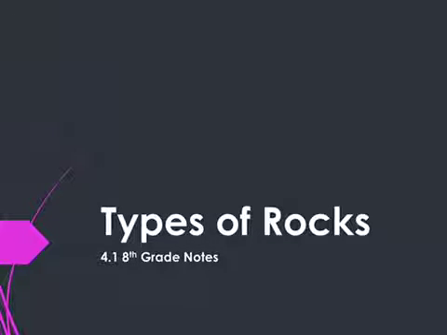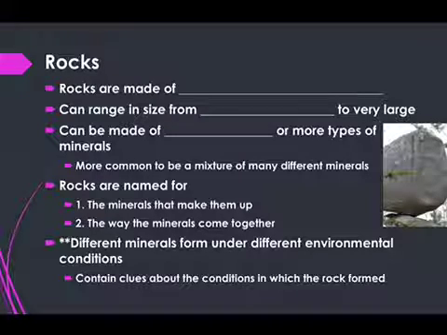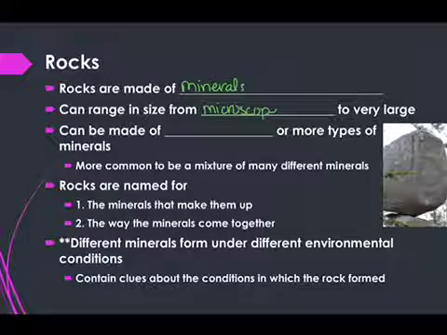Now that you've learned about minerals, we're going to take a look at the different types of rocks. A rock is made up of mostly minerals. They can range in size from microscopic, so that means super small that you would need a microscope to see, or they can be very large. That's the mineral size.